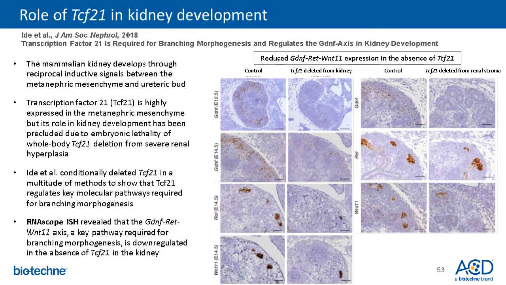These authors conditionally deleted TCF21 using a multitude of methods to show that TCF21 regulates key molecular pathways required for branching morphogenesis. RNAscope-ISH revealed that a particular key pathway, the GDNF-RET-WNT11 axis, is required for branching morphogenesis and is downregulated in the absence of TCF21 in the kidney. And that's whether it's deleted from the entire kidney, which is shown here in these two columns on the left, or if it was specifically deleted in the renal stroma, which is shown in the two columns on the right.